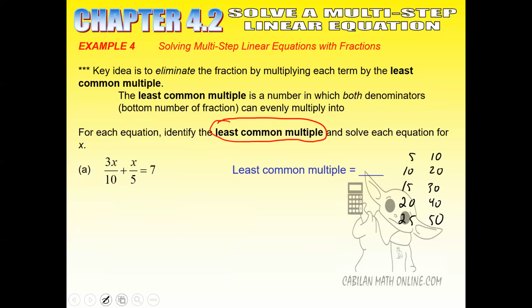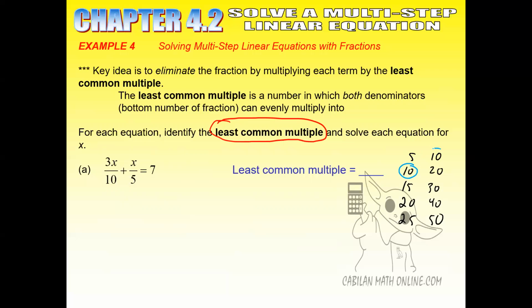Now, the next question you have to ask yourself is, what is the lowest number that they have in common? That's what least common multiple is. So if you take a look at the numbers, you notice we have 5, 10, 15, 20, 25. If you look at 5 and 10, the number that they have in common that's the lowest is 10.